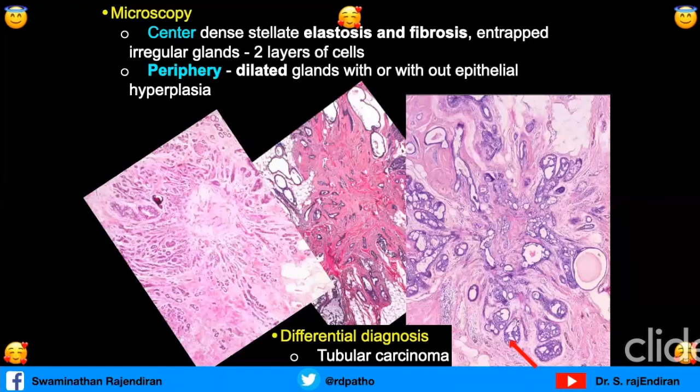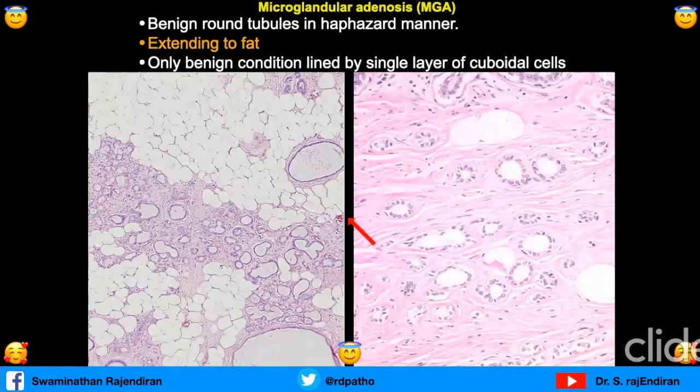The differential diagnosis is tubular carcinoma, especially in the central area where there is a lot of sclerosis and the glands are small in size. They may look like tubular carcinoma, especially in a core biopsy. But when you do P63 or P40, the complex radial scar will have myoepithelial cells, whereas tubular carcinoma should not have myoepithelial cells. Another interesting condition that can be misdiagnosed as tubular carcinoma is microglandular adenosis.